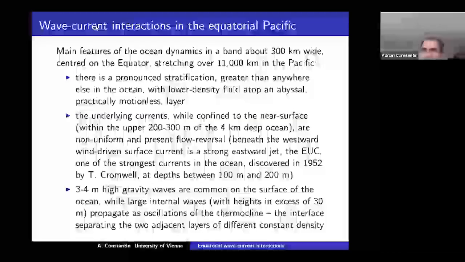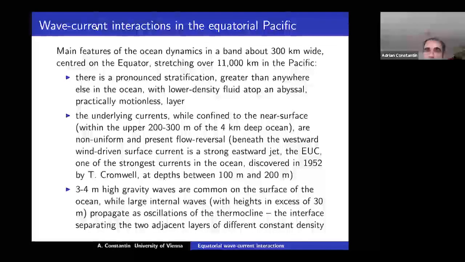Right, so I'm going to talk mainly about the Pacific because there things become more evident. And I'm going to concentrate on a band about 300 kilometers centered on the equator. So it's about 1.5 degrees latitude to the north and 1.5 degrees latitude to the south. That it stretches over 11,000 kilometers over the whole Pacific. And well, the good thing is that the bed is almost flat. So the flat bed assumption can be made. It's reasonable.